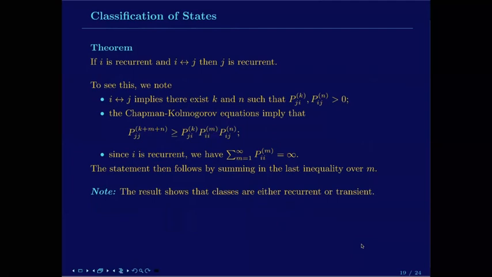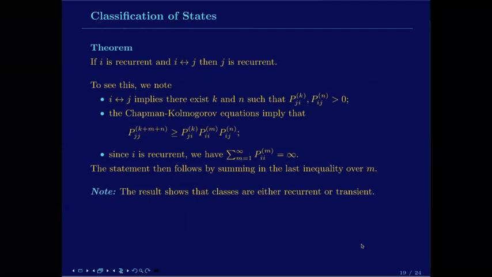And now if we simply take here the sum over m, then as these do not depend on m, we have this factor times the sum over all m of this part times this factor. And as this is infinite, we get as a lower bound infinity. And by that, the sum over all m of this probability must also be infinity. And therefore, state J is recurrent.